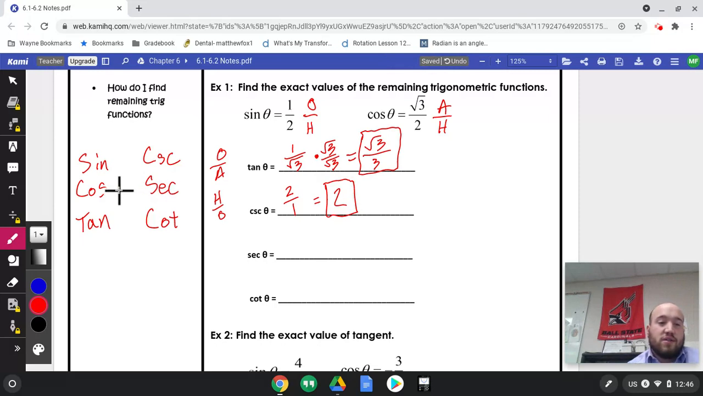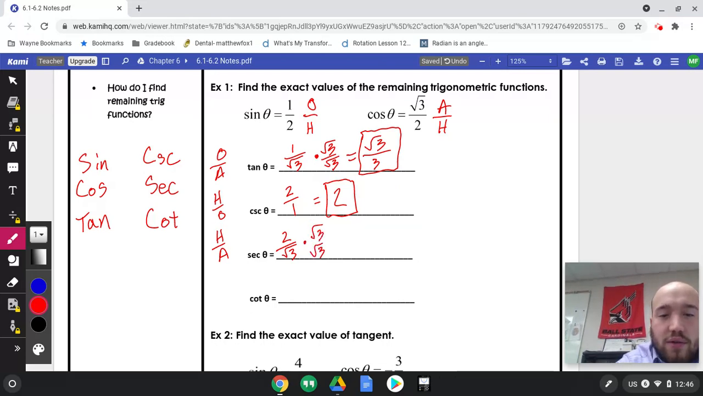Secant pairs up with cosine. Okay, so secant, instead of square root of 3 over 2, it becomes H over A, so it's going to become 2 over square root of 3. So from here, we need to multiply this by square root of 3 over square root of 3. We go across the top, we get 2 square root of 3 over 3.